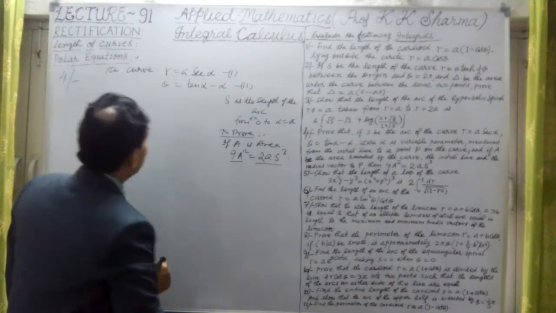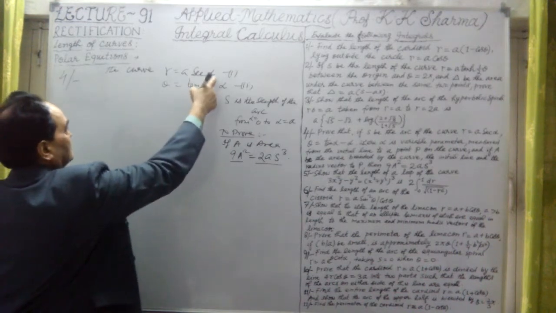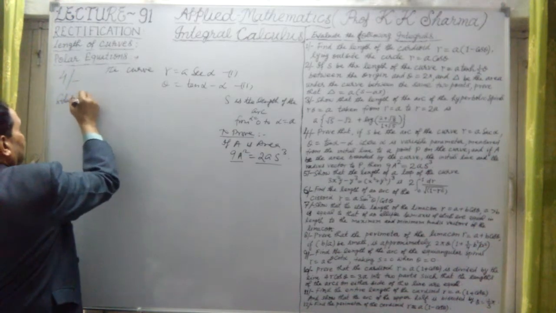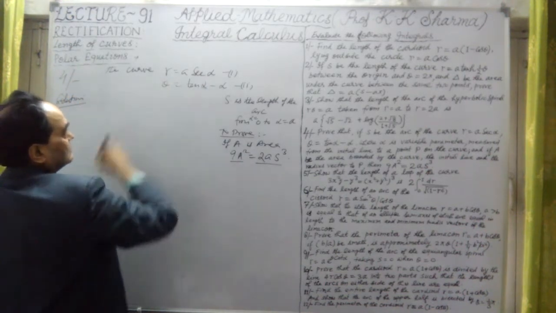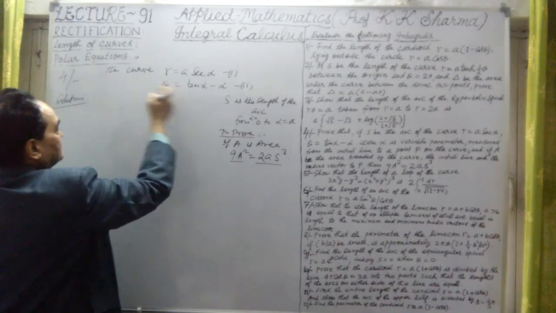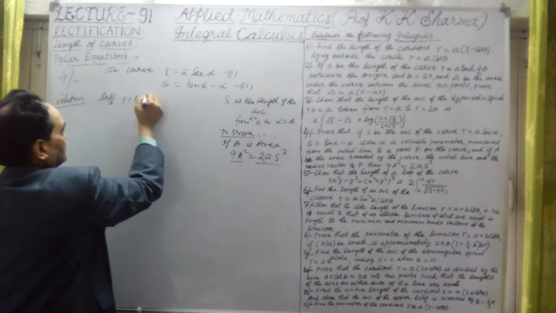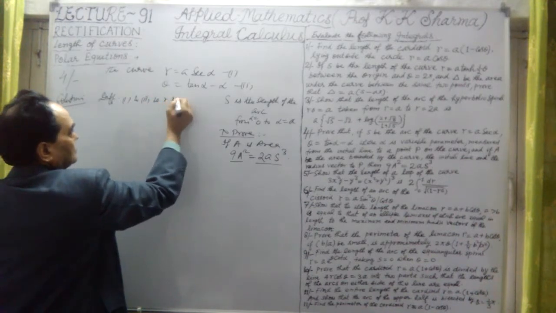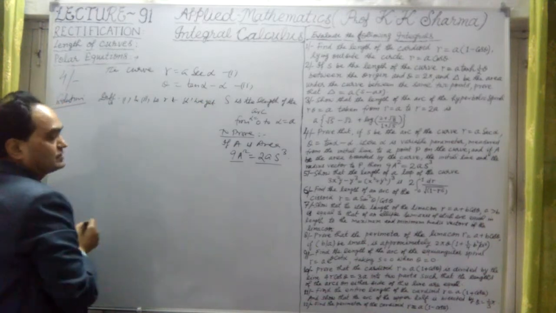What is given? Very important point: the parameter alpha is there. So solution, let me find out. Here we have to differentiate r and theta with respect to alpha. So differentiating first and second with respect to alpha, what do we get here?